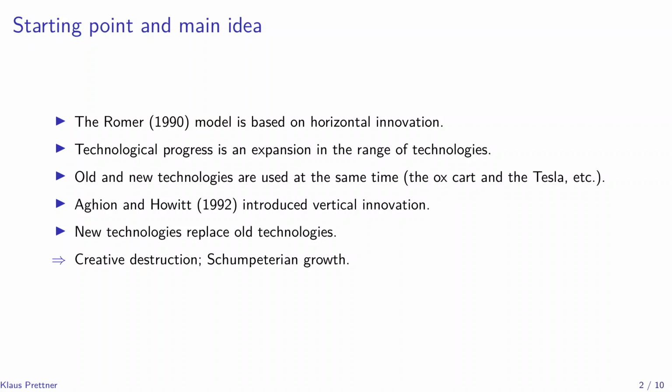Aghion and Howitt were the first in 1992 to introduce a vertical innovation, which means that an innovation is an improvement of an old technology, and basically new technologies replace old technologies. And that gave this whole literature the name of Schumpeterian growth, because there is creative destruction. Every time a new technology is invented, the incumbent for the old technology is driven out of the market. So you have a creative destruction effect because the new technology replaces the old technology.